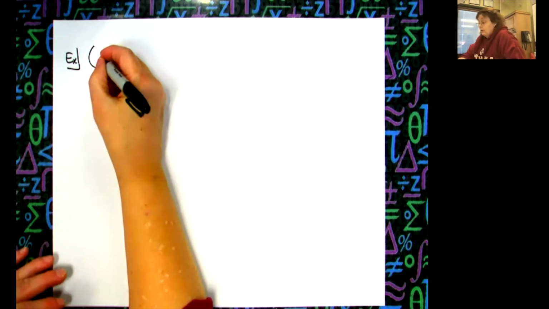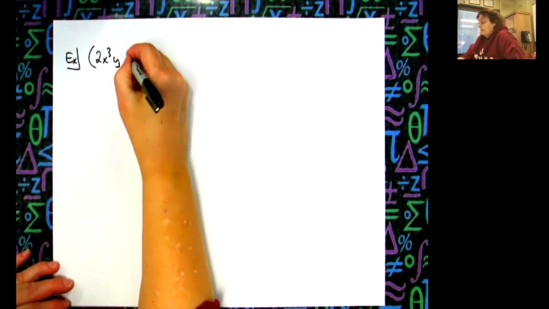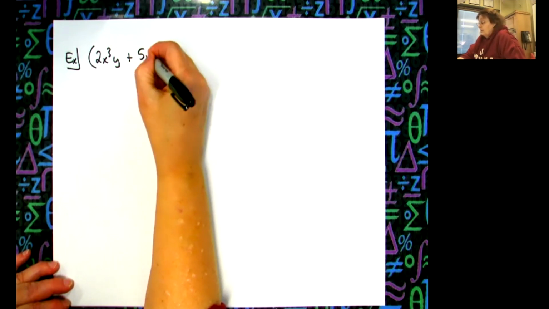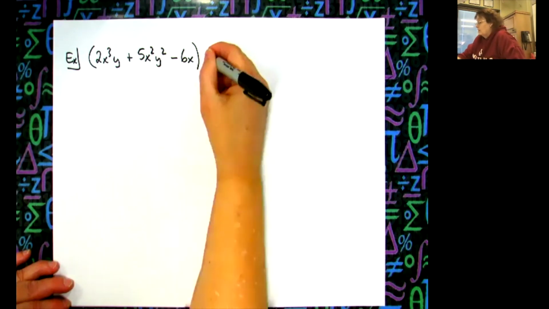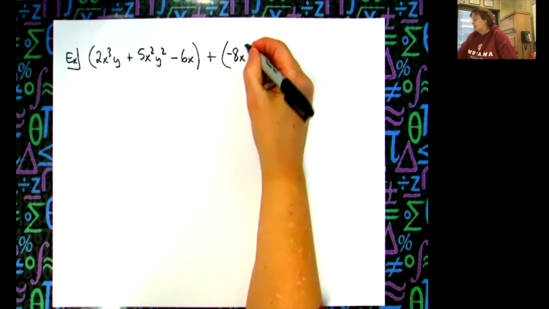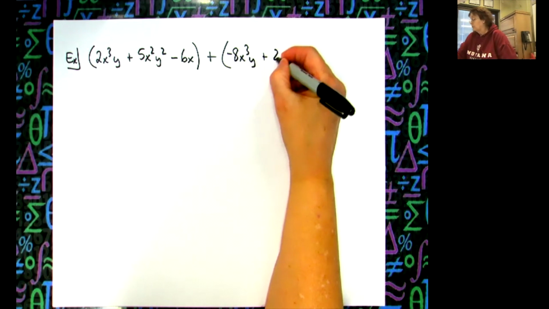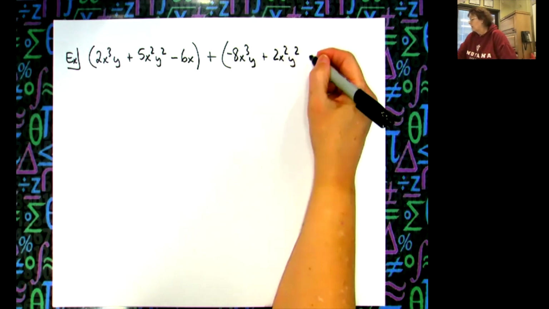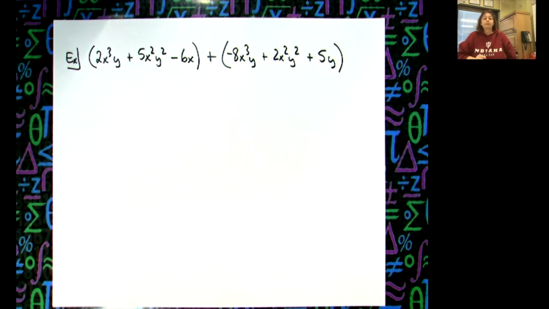All right, let's go back to the horizontal method. Let's say that polynomial is maybe a 2x to the third y plus a 5x squared y squared minus 6x. And let's say we're going to add to that a negative 8x to the third y plus 2x squared y plus 5y. I'll give you a minute to write that down.